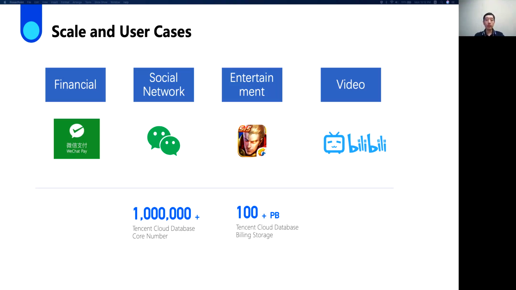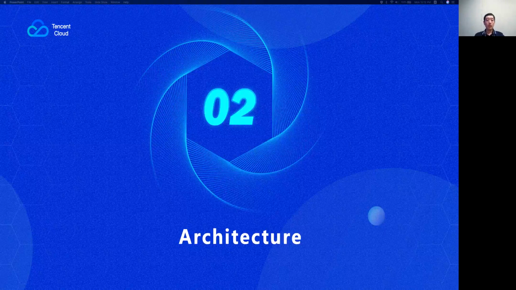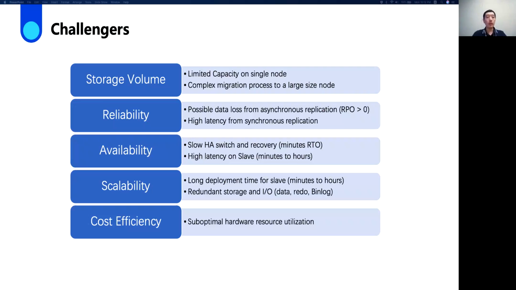Given the limited time of today's talk, it's not possible to cover every one of the products today. So next, I will mainly focus on TD-SQL-C, one of the cloud-native database systems. Let me start with the architecture of TD-SQL-C. Before that, I need to mention the challenges we met before we made the change to the architecture.